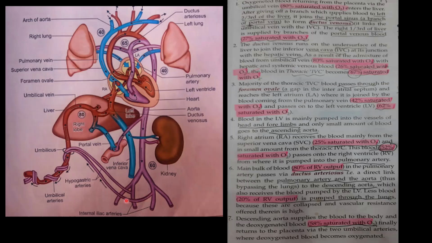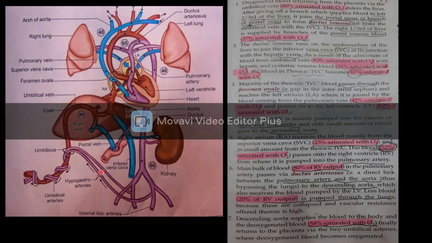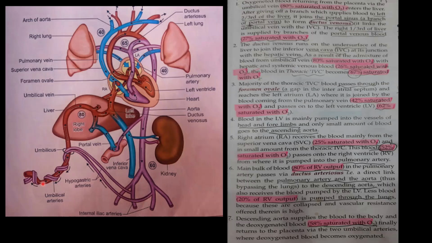and then it forms the hypogastric arteries, which are a continuation of the internal iliac arteries. And when these hypogastric arteries, which carry 58% oxygen saturated blood, enter the umbilical cord, they are known as umbilical arteries, and they bring deoxygenated blood back from the fetus to the placenta to be oxygenated again.